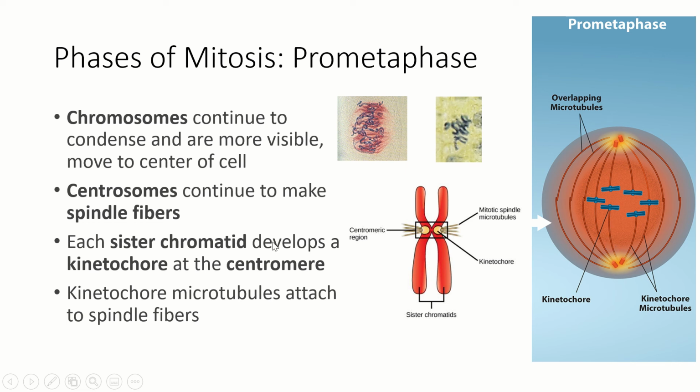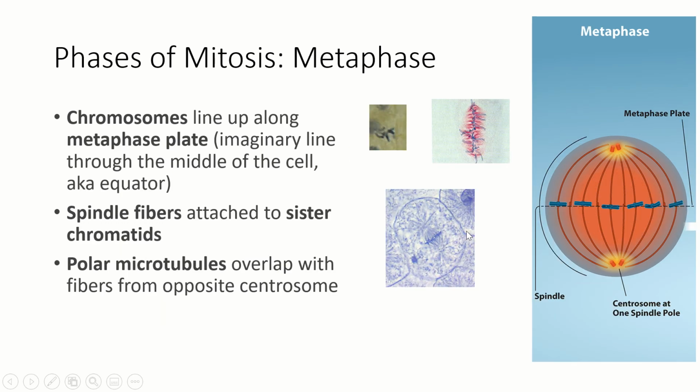So by the time we get to the end of prometaphase, the spindle fibers are made, the centrosomes are at the ends of the cell, and the spindle fibers are going to bind to the fibers of the kinetochore. All right, metaphase. Meta means next to. So metaphase is when all of the chromosomes are lined up next to each other, right?